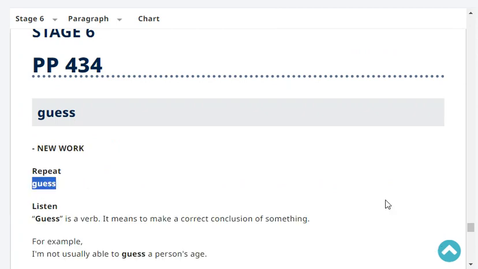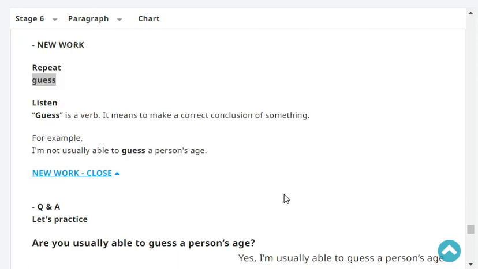Guess. Very good. One more. Guess. Very good. Okay, listen. The word guess is a verb. It means to make a correct conclusion of something. For example, I am not usually able to guess a person's age.